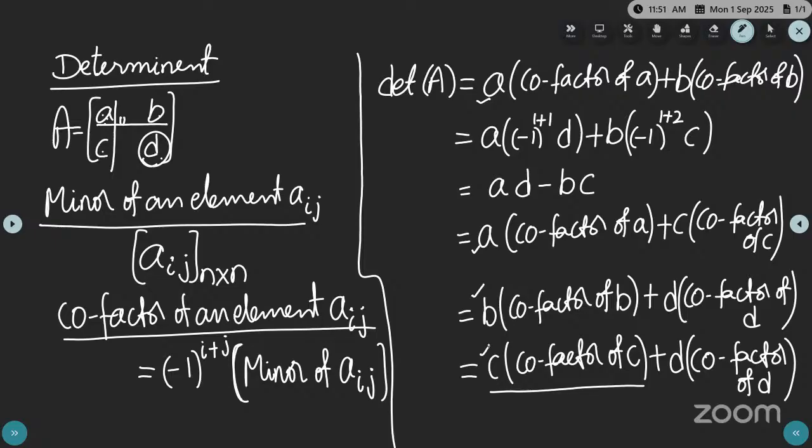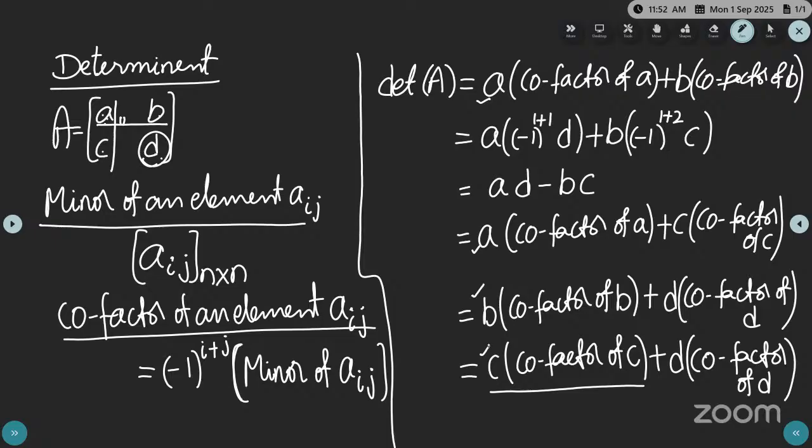Determinant of ABCD is not simply AD minus BC. You should learn each and everything in terms of the concept. Then only you can write it for any kind of matrix or any order matrix.